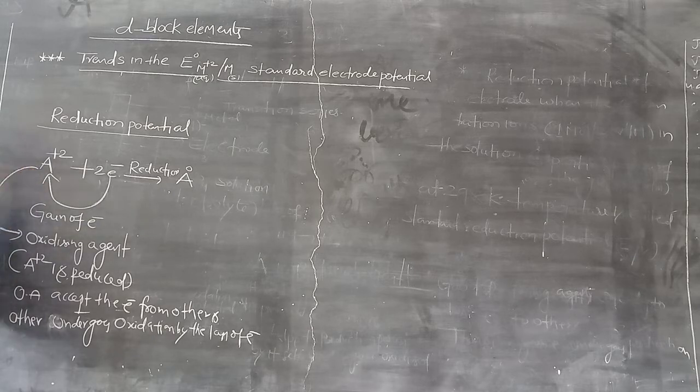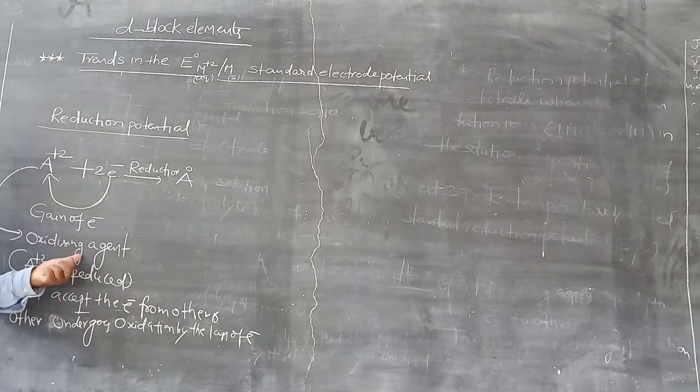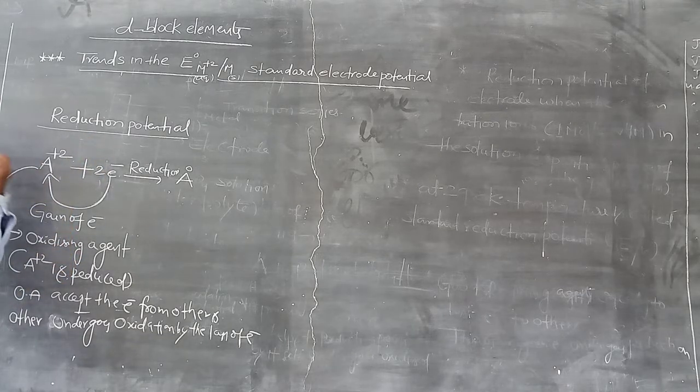So now A plus 2 is called the oxidizing agent. What is the work of an oxidizing agent? First of all, it undergoes reduction. How does it undergo reduction? It gains the electrons, so it is reduced, am I right? The substance which is reduced is called the oxidizing agent. So what is the main work of an oxidizing agent? It takes the electrons from others. Then what happens? Others undergo oxidation.